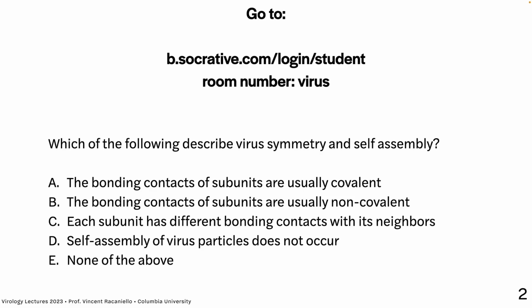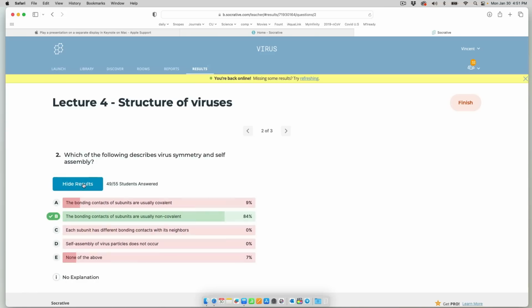Which of the following describes virus symmetry and self-assembly? The bonding contacts of subunits are usually covalent. The bonding contacts of subunits are usually non-covalent. Each subunit has different bonding contacts with its neighbors. Self-assembly of virus particles does not occur, or none of the above. What's the answer? Bonding contacts are usually non-covalent is the correct answer.